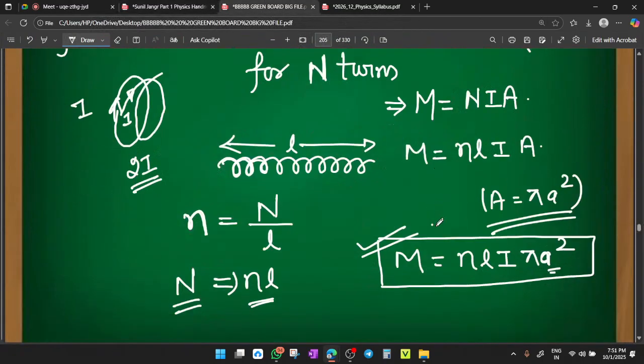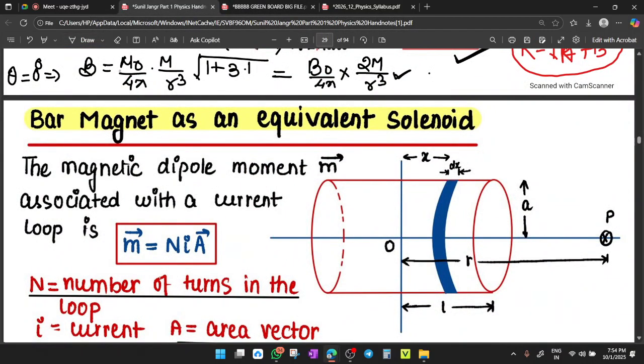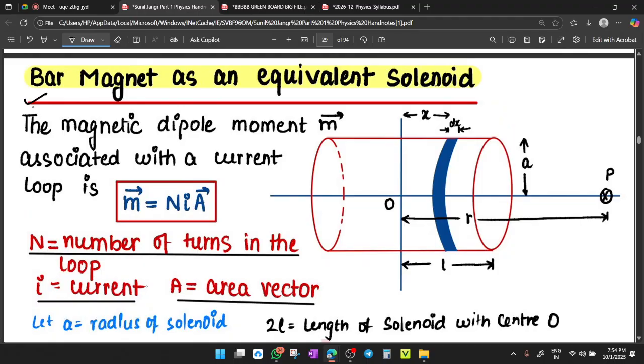So this is the derivation for the magnetic dipole moment for a solenoid. This is a very important line: for every current carrying loop, the magnetic dipole moment associated with a current loop is M equals N I A, where N is the number of turns, I multiplied by A. So write this line. This is very important. But one thing we have to rectify here. This should be capital M.